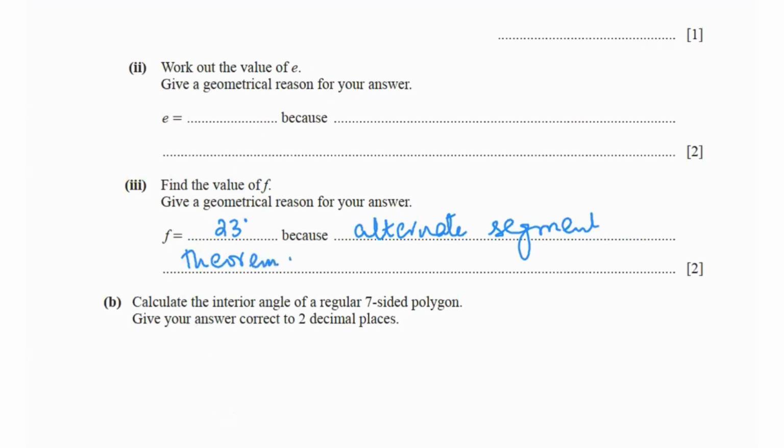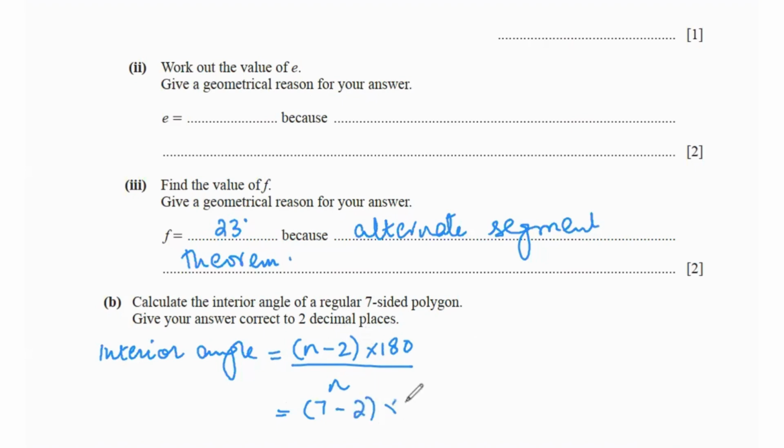Part B says calculate the interior angle of a seven-sided regular polygon, giving your answer correct to two decimal places. So for the interior angle, your formula is (n minus 2) times 180 divided by n. So that's going to be 7, n being the number of sides, minus 2, times 180, divided by 7. And that equals 128.57 degrees. That is the value of the interior angle of this regular polygon.